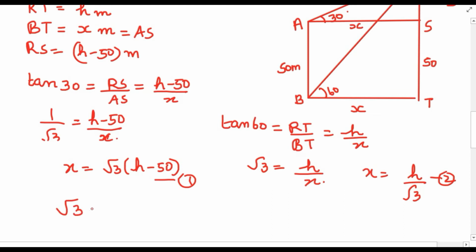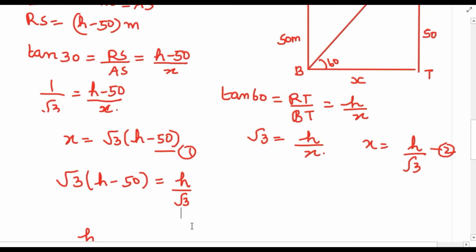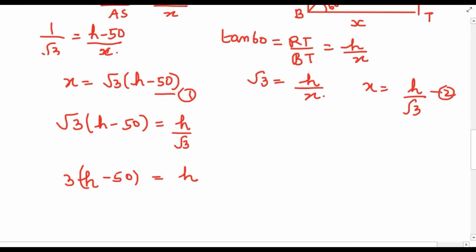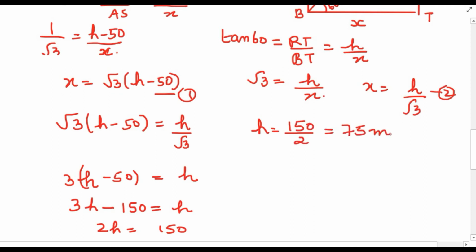So when you equate root 3 into h minus 50 equal to h by root 3, because the left side is equal, we can equate the right side. If I take root 3 to the other side, it becomes 3 into h minus 50 equal to h, or 3h minus 150 equal to h, or 2h equal to 150. h is equal to 150 divided by 2. So the height of the tower is 75 meters.